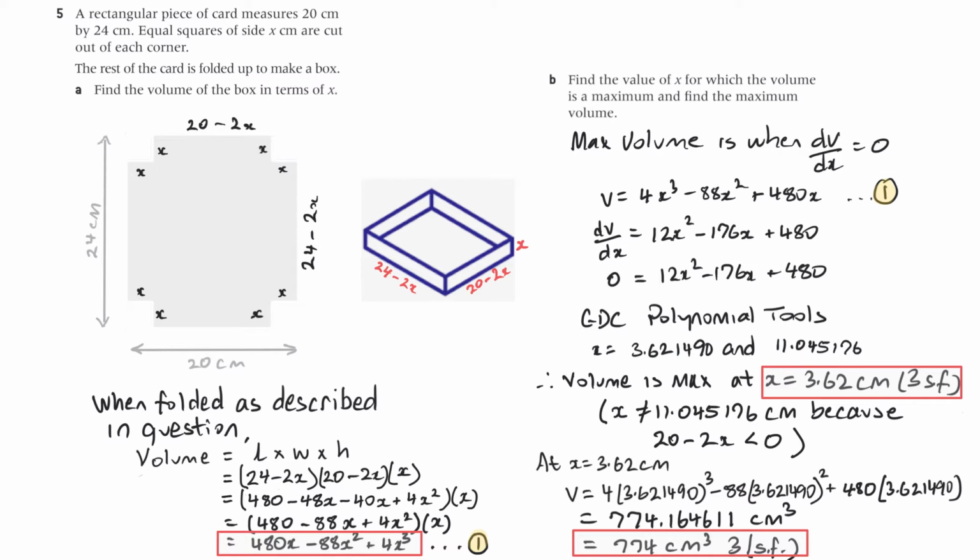Now I've excluded this one because if it was 11, and we said this side is 20 minus 2 times 11, that would give a negative dimension. Well, that's not possible, so we exclude 11.045176, and we take this one, which to 3 significant figures is 3.62. We need to now find the volume at x equals 3.62, and so I've gone ahead and used this one, because we've got volume in terms of x, and we're using our 3.621490, substituted that for x here, and we've got 774 centimetres cubed to 3 significant figures.